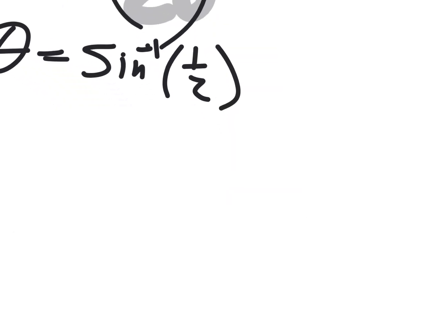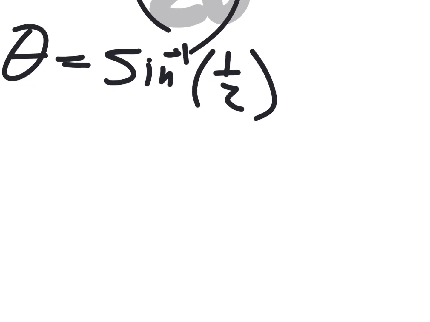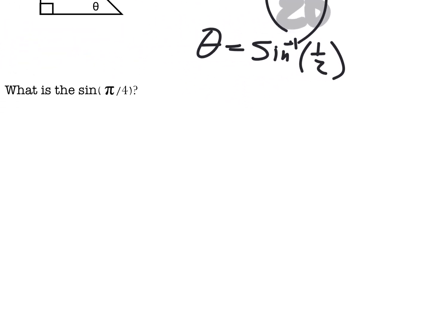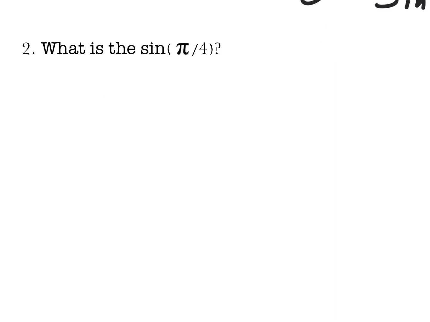But now my job is to actually tell you how to get that answer. Like, how do you get that answer? So I'll show you. This is inverse trig. And we're going to need to remember circle trig first, though. So what is the sine of pi over 4?